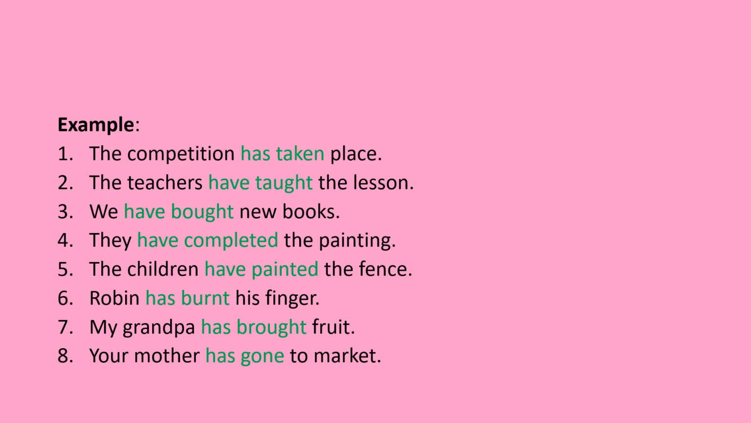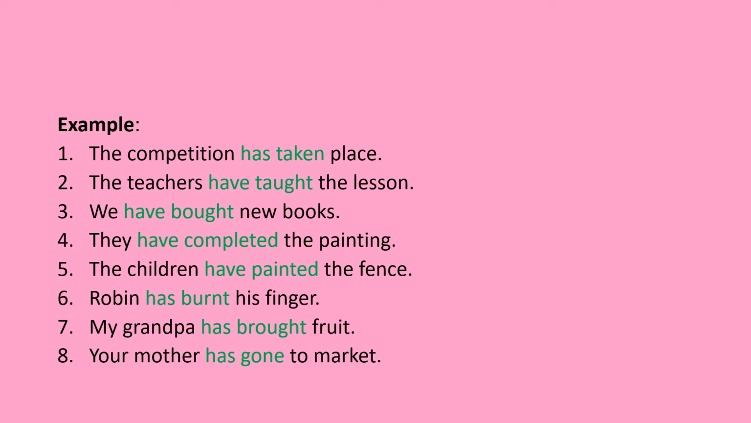Now let us see the example. The competition has taken place. Here, competition is singular, so with singular, we will use has. And we will take the third form of verb. So the third form of take is taken. So there are three forms. If I say take, the first form is take, the second form will be took, and the third form will be taken. Similarly, in the second sentence, the teachers have taught the lesson.